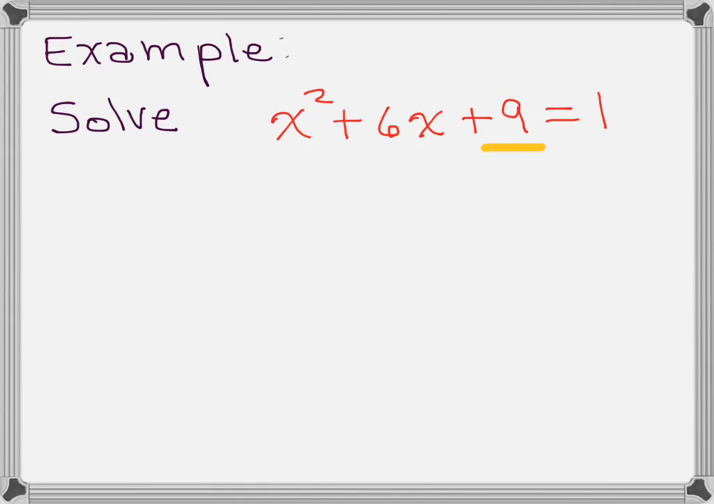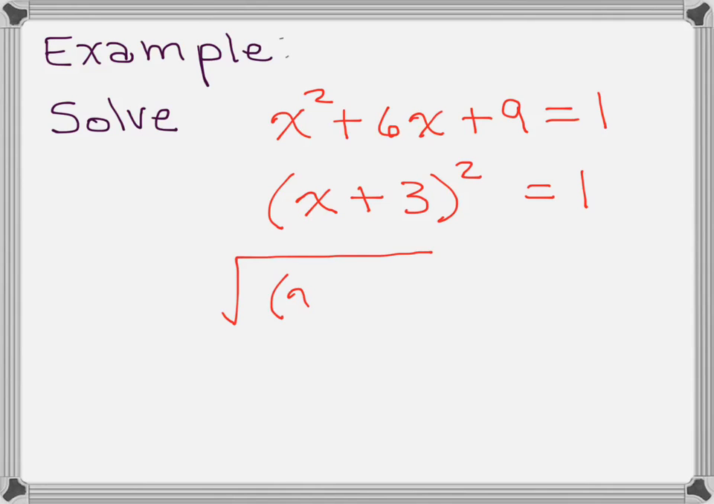Is 9 what we need in this case? Well, it is. So we can just write the left-hand side of the equation as a perfect square of a binomial. And now we're going to use our taking square roots method for solving. So that means that if we take the square root of the left side, it could be the positive root of the right side or the negative square root of the right side.